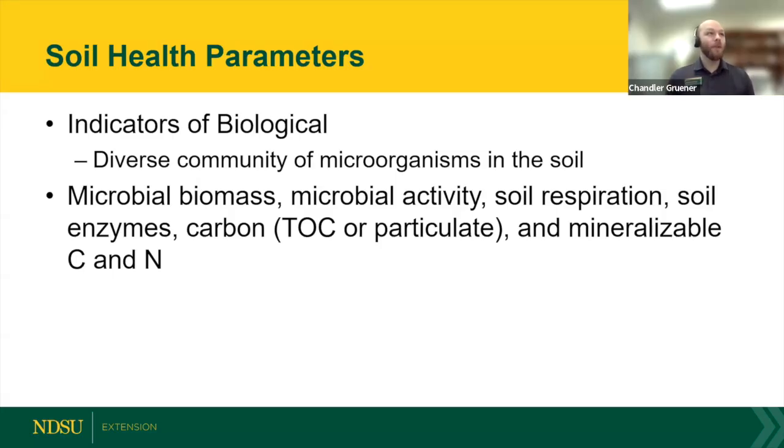Soil health parameters also include indicators of biological, one of the other three main parts. The biological parts in the soil are a diverse community of microorganisms and macroorganisms. They can be measured through microbial biomass and microbial activity, such as PLFAs, and other information like soil respiration, mineralizable carbon and nitrogen, soil enzymes, and then total carbon or particulate carbon. Organic matter is another way to look at biologicals, and these are all indicators associated with or direct measurements of biological information in the soil.